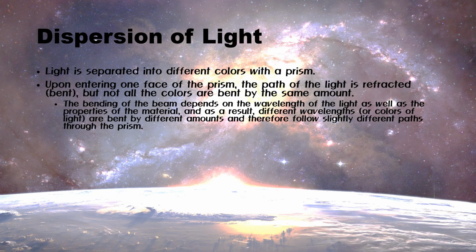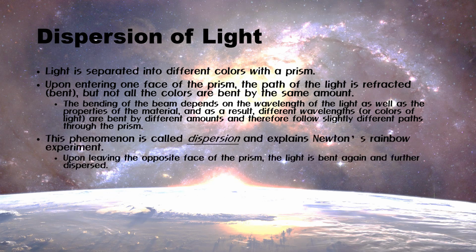as well as the properties of whatever material you're shining it into. And as a result, different wavelengths or colors of light are bent by different amounts, and therefore follow slightly different paths through that prism. This phenomenon of the light bending and going through different paths based on wavelength is dispersion, and it really explains Newton's rainbow experiment.